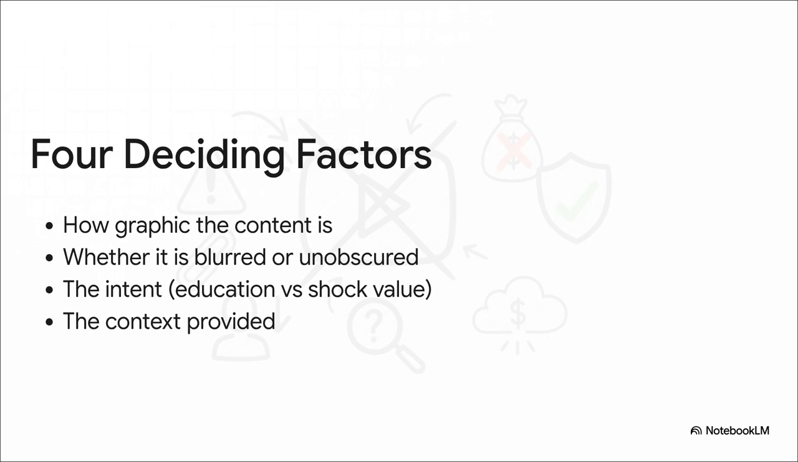So it turns out it's not just some random bot going rogue. YouTube's system is actually looking at 4 specific things. Think of them as the 4 big questions. How graphic is it really? Is it blurred out? And here are the 2 most important ones. What was your intent when you made it? And did you provide enough context? Let's see how this plays out in the real world.